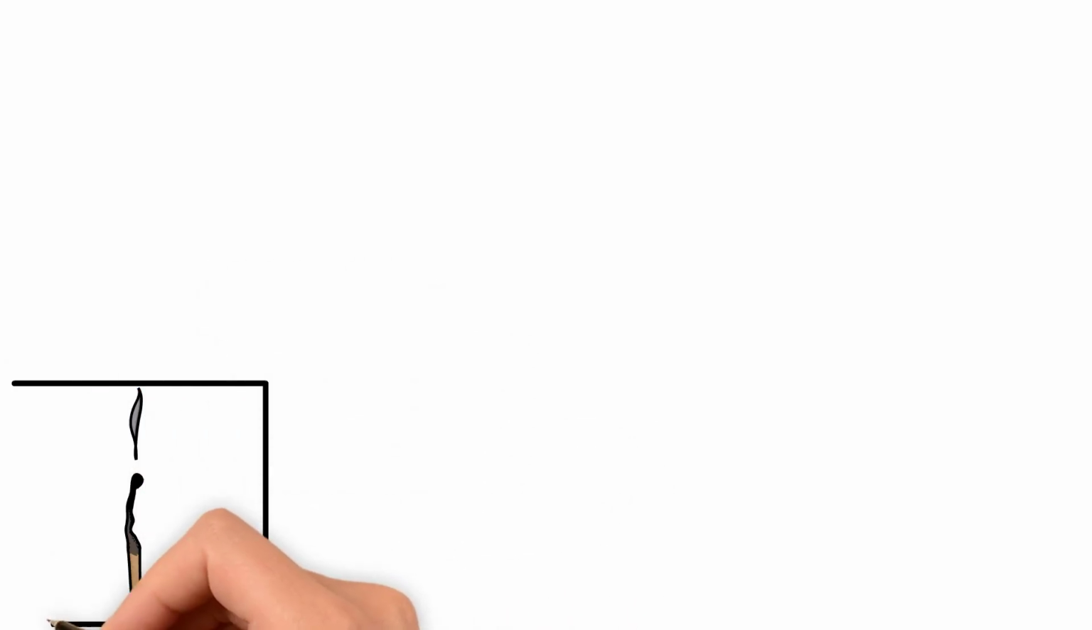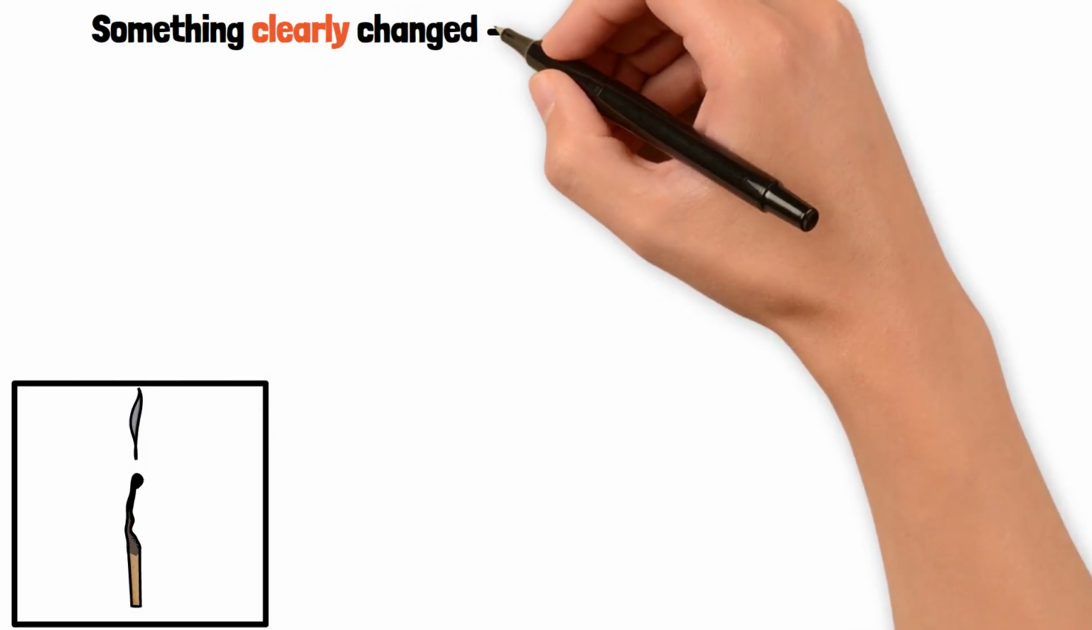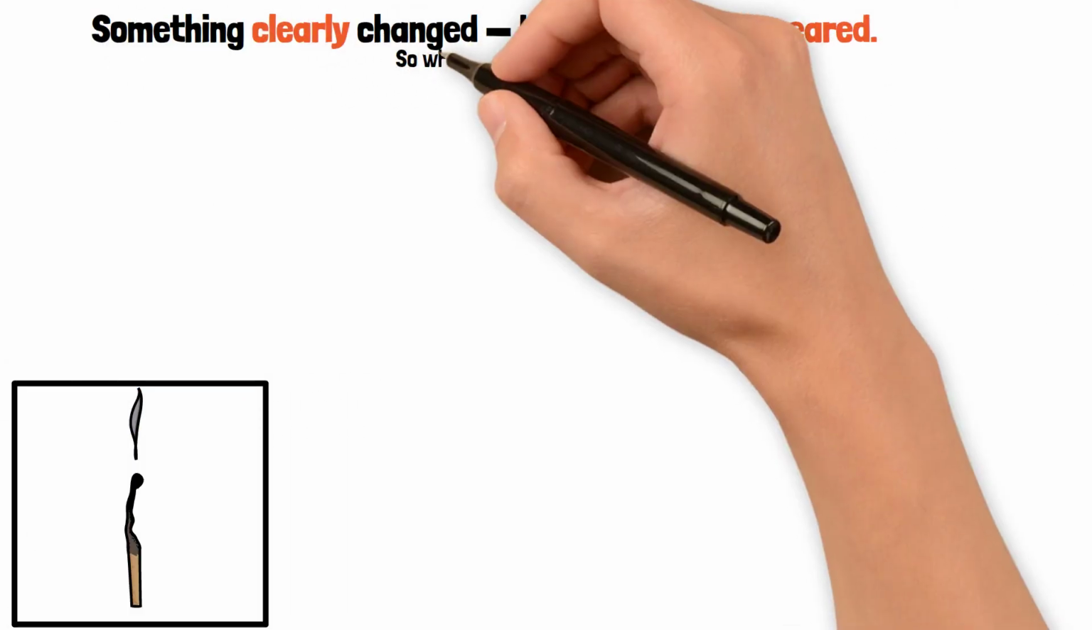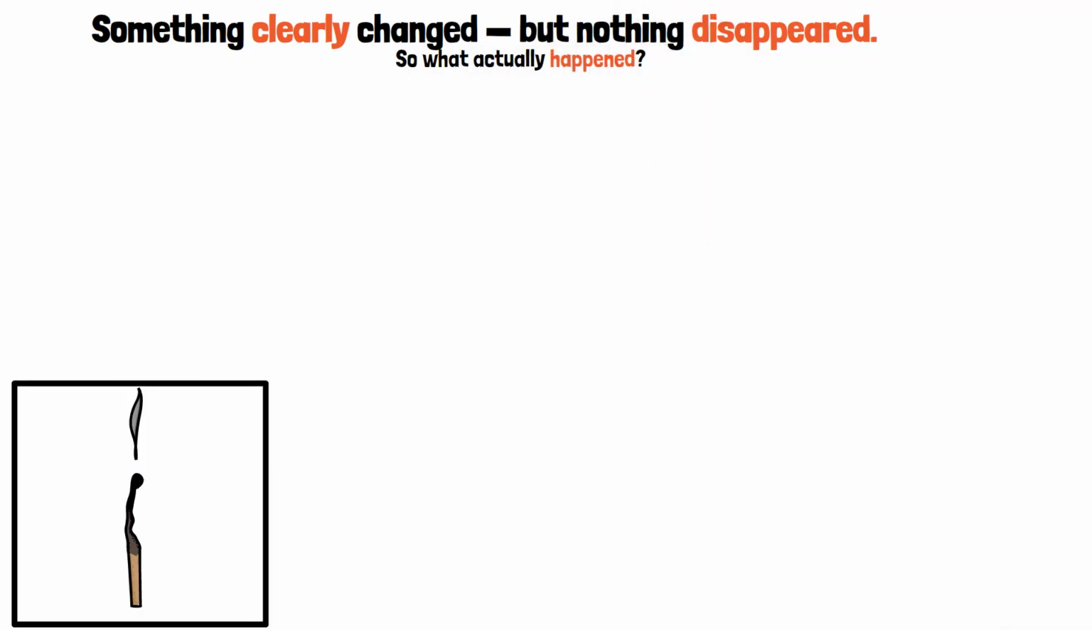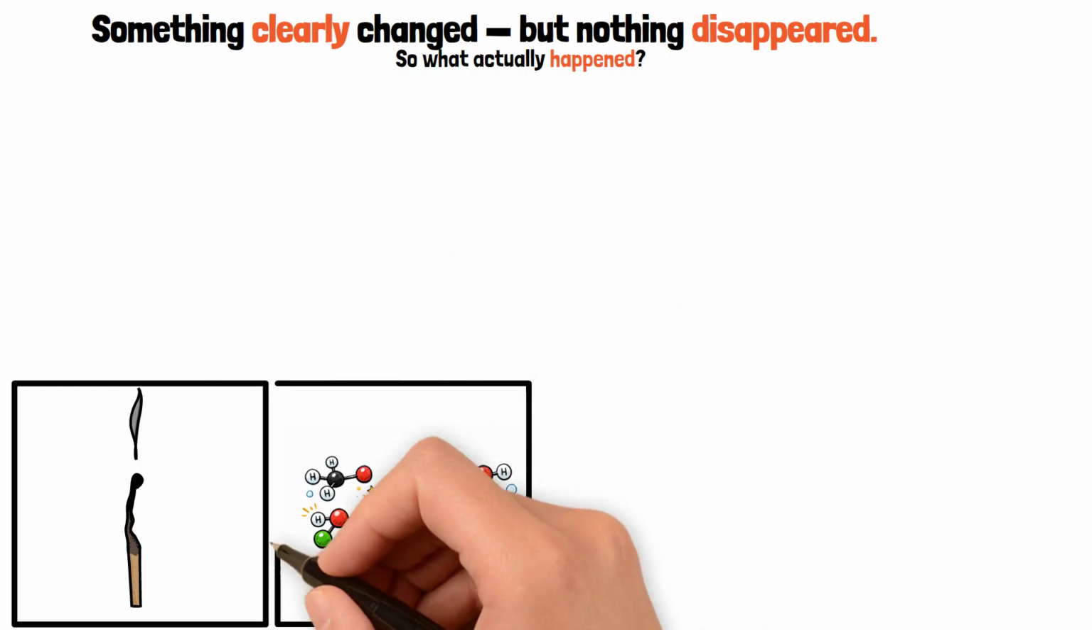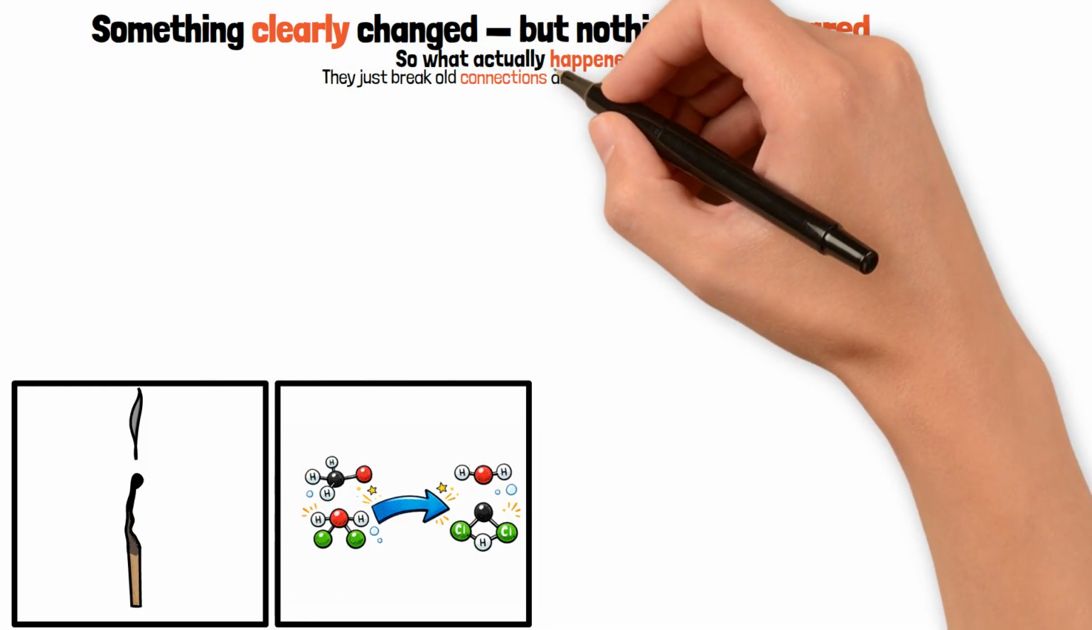Light a match and watch it burn. In a few seconds, the wood turns to ash, heat, and light. Something clearly changed, but nothing disappeared. So what actually happened? A chemical reaction is simply a rearrangement of atoms. Atoms don't vanish. They don't appear from nowhere. They just break old connections and form new ones.